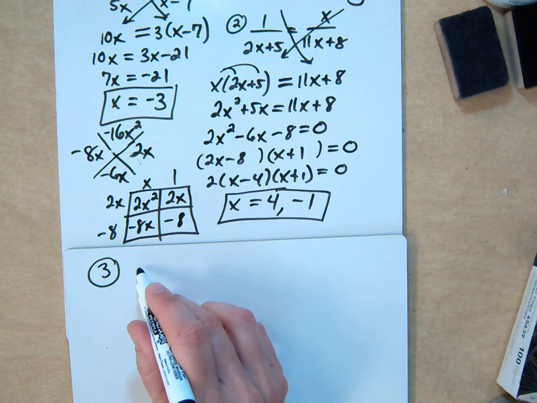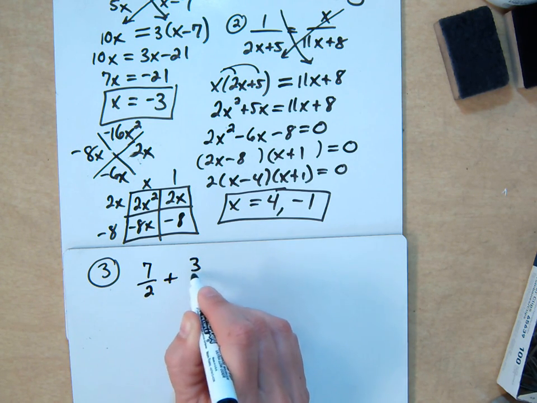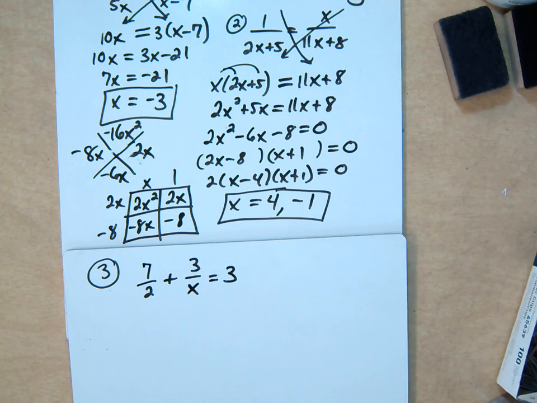Let's try this. Tell me why this is different. Because students try to cross multiply and you can't. I'm going to solve this rational equation now. It's rational because x is in the denominator. Why can I not cross multiply?